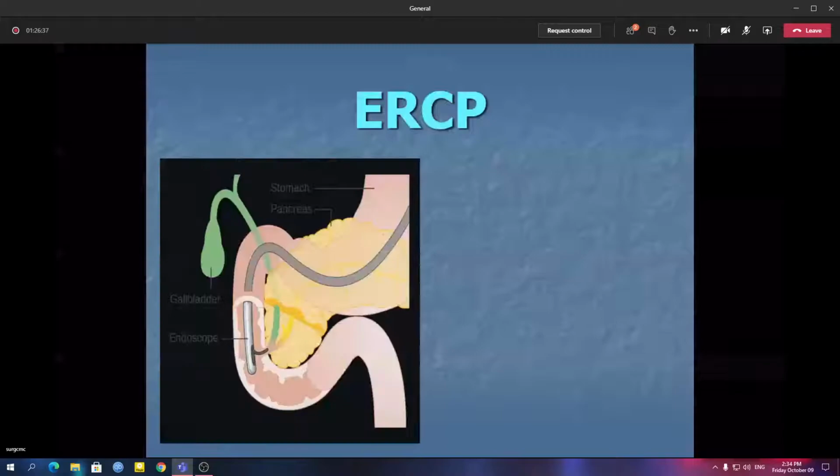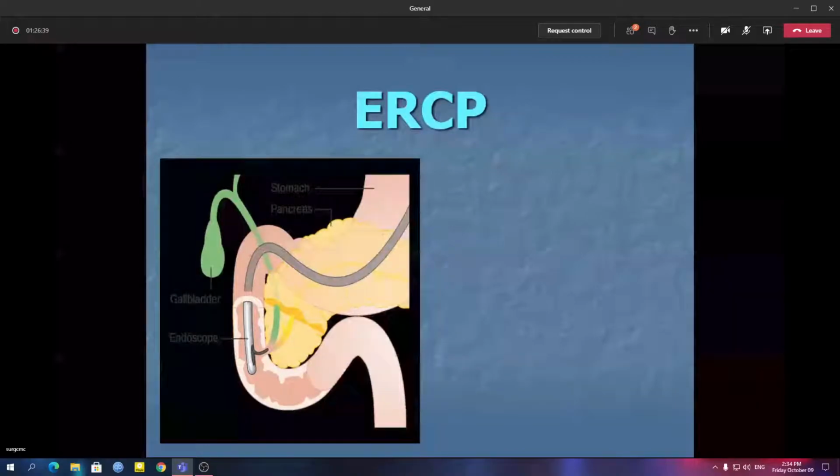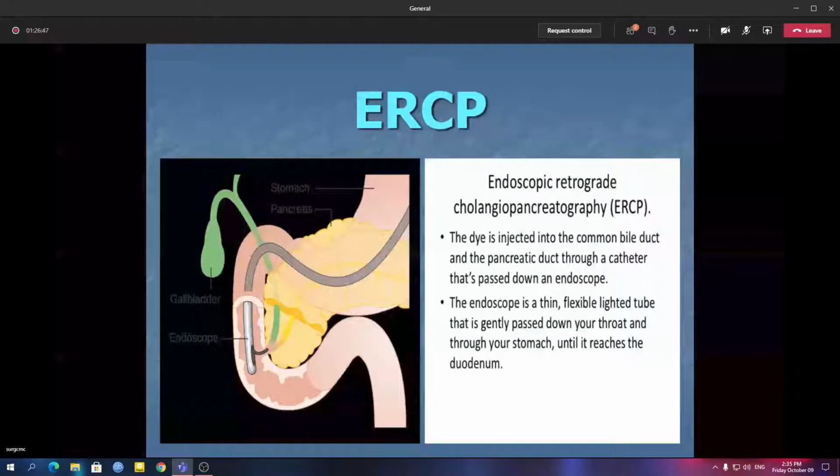Now, as I told, T-tube cholangiogram we do after open exploration of CBD. But nowadays, the CBD stones are handled endoscopically. That is ERCP. You know what is ERCP? An endoscope is introduced up to the second part of the duodenum. From the endoscope, another scope goes inside the common bile duct and takes out the stone or whatever is inside.